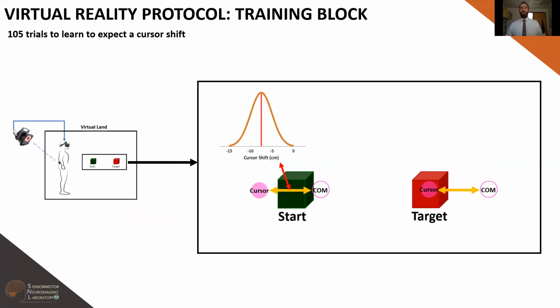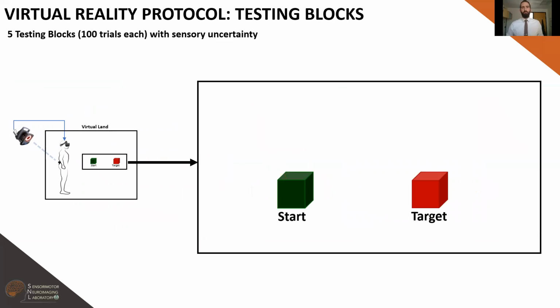The amount of shift on each trial is randomly chosen from a normal distribution centered on 7.5 centimeters. Ideally, at the end of the training block, the distribution of their final center of mass positions should mirror the distribution of the shift, showing that they've learned to expect it in their movements. This video showing the training block of one participant indicates that she unknowingly did learn to expect the shift in her movements. After the training block, they complete 5 more blocks with the same cursor shift, but with uncertain visual feedback of the cursor location partway through the movement.